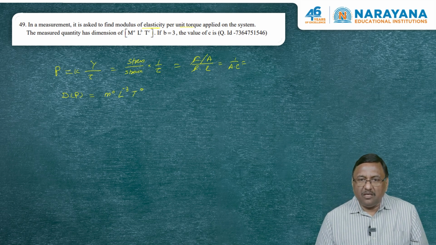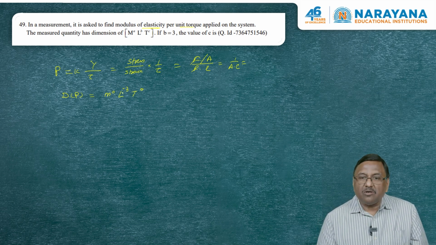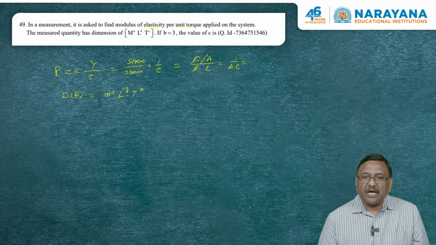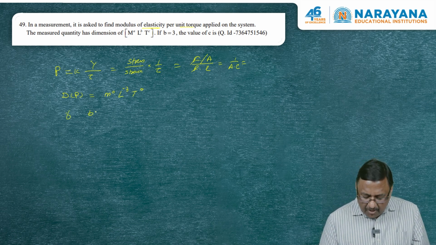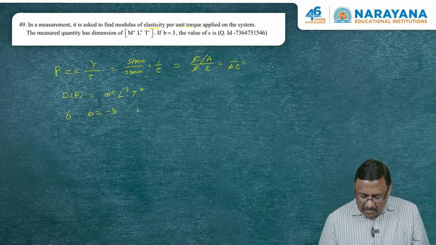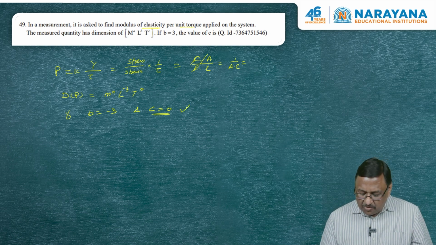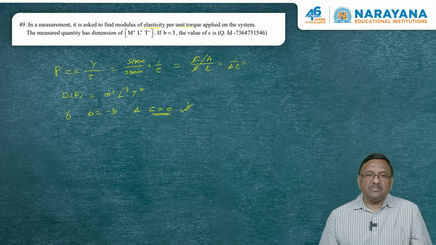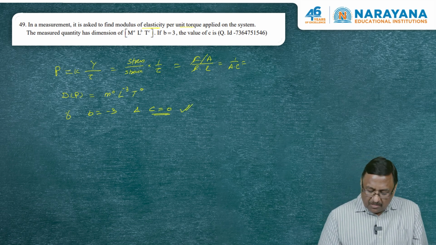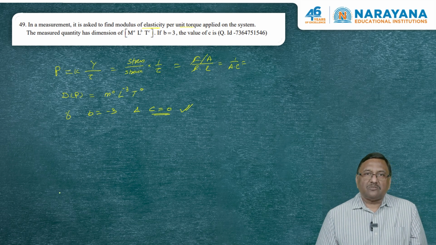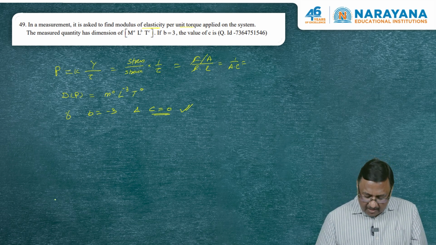Anyway, I think there is some mistake in this question, because B is given to be 3, but actually it should be minus 3, because if I consider my B to be minus 3 here, then obviously C will come out to be 0. So the correct answer for this question, the value of C it is asking, should be 0. Again, it is a very simple question, simply use the dimensional formula and we can get this question solved comfortably. So this was the 49th question.